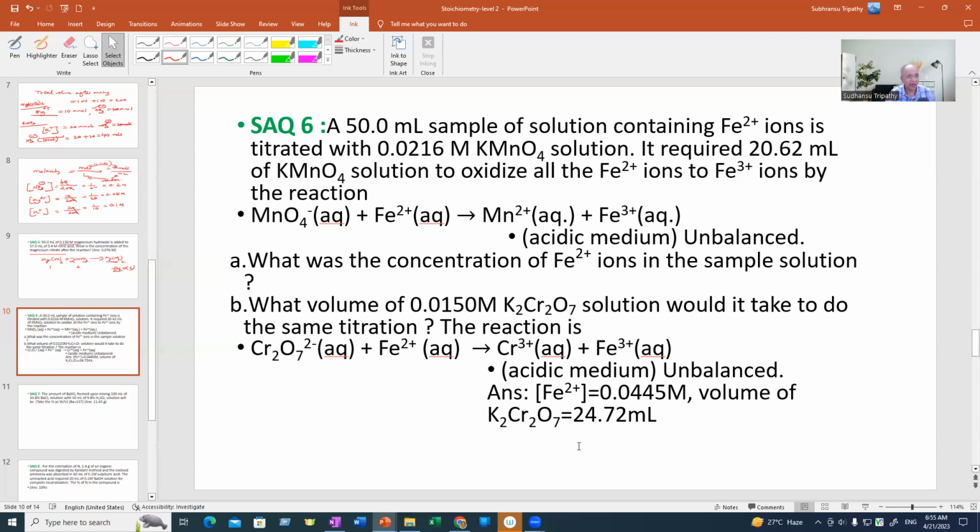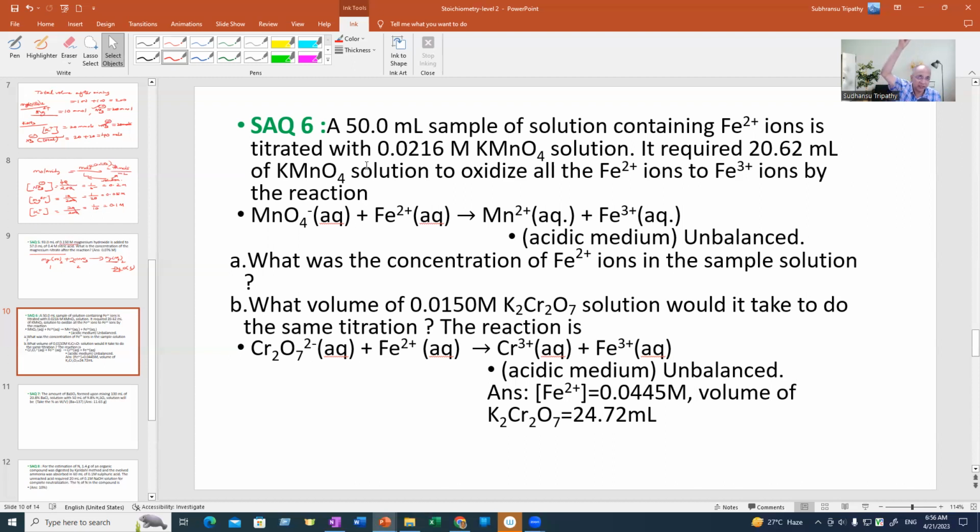देखते हैं, पढ़ते हैं. 50 ml sample solution containing ferrous ion. It's talking about ferrous ion. We don't know whether it is in the form of ferrous sulfate or whatever. Ferrous ion is titrated. You know, titration is an experiment which is done in a slow manner, and the volume of one of the reactants is taken in a burette.